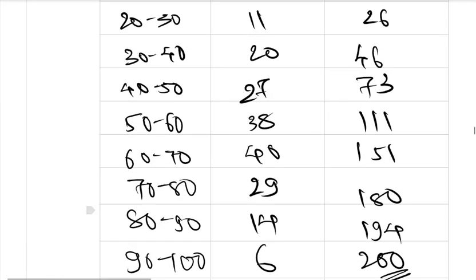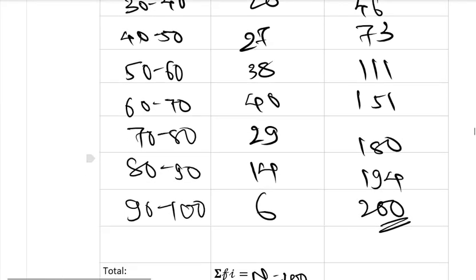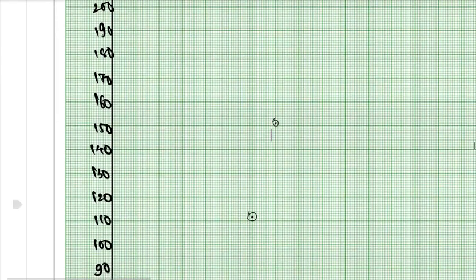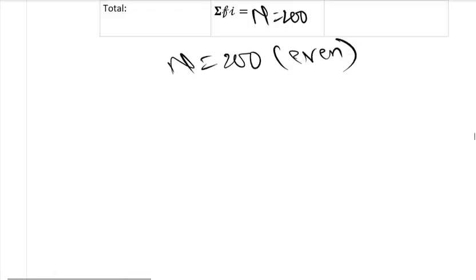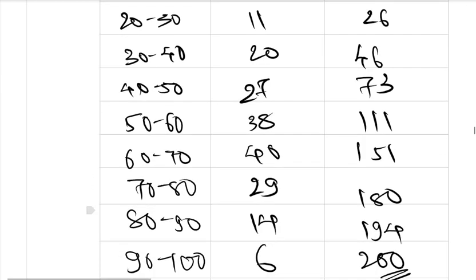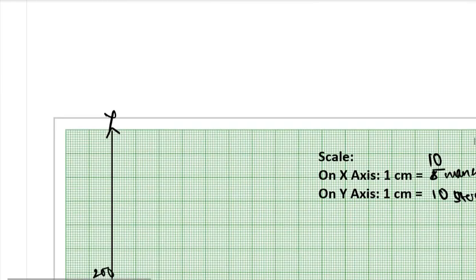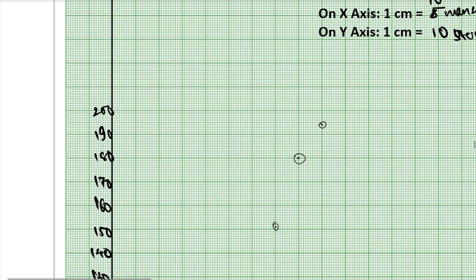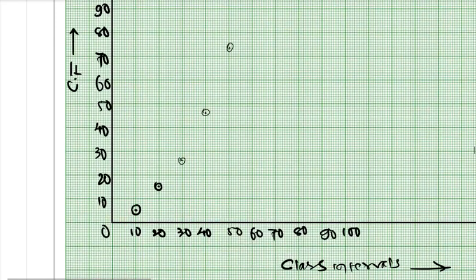And then 80, 180, 90, 194, 100, 200. So 100 will be over here and this is going to end over here, 200. So these are all the points which I have plotted.